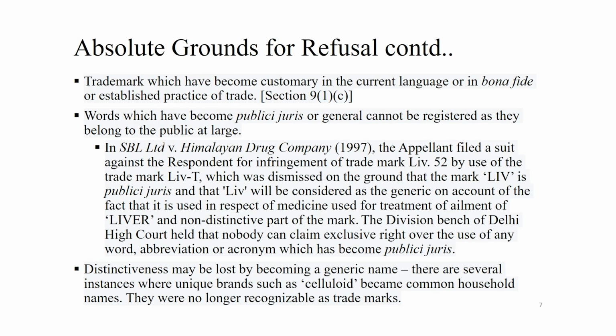This is about descriptive marks. The important thing to be kept in mind is it must make a direct description. The reference must be direct. Only suggestive reference will not be sufficient. So we understood 2 points in absolute ground of refusal, 9(1)(a) where the mark inherently lacks distinctiveness, 9(1)(b) where the mark in question is nothing but a descriptive mark.